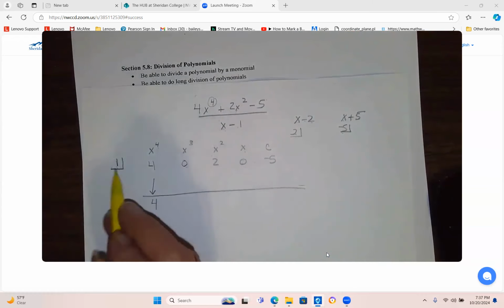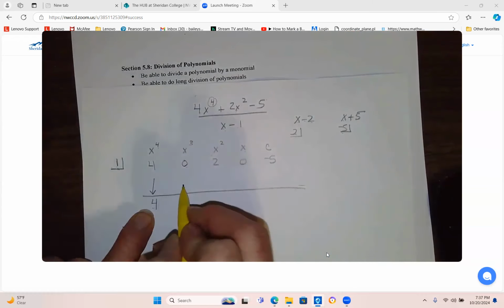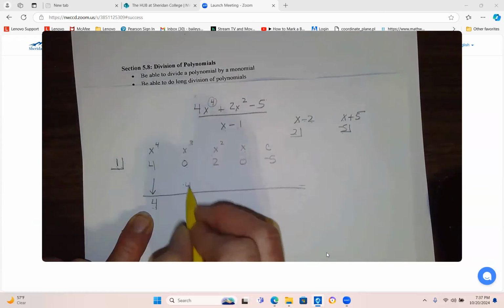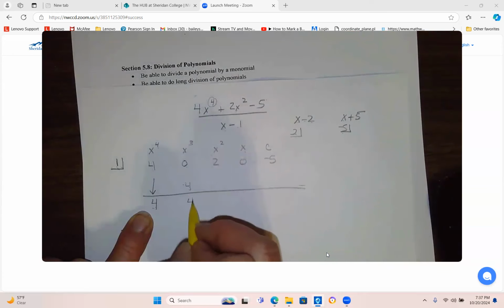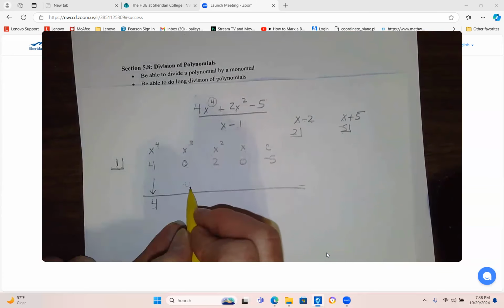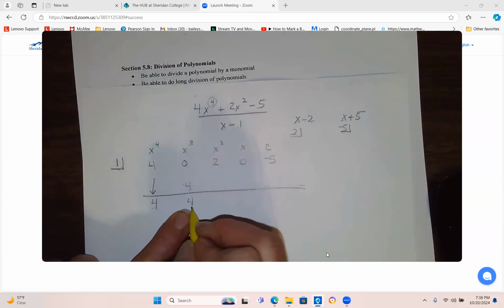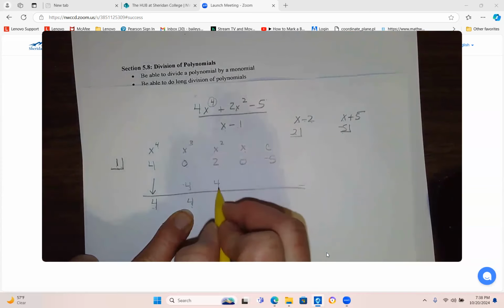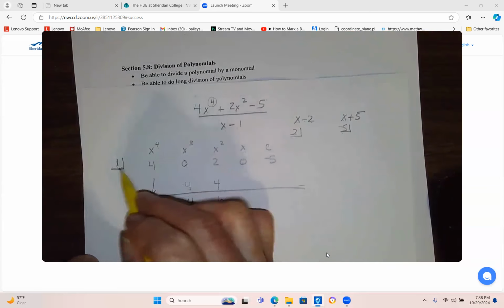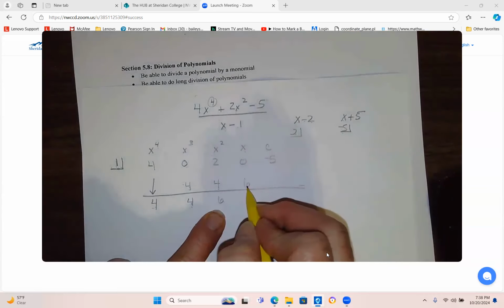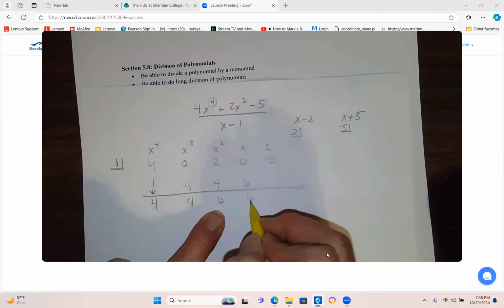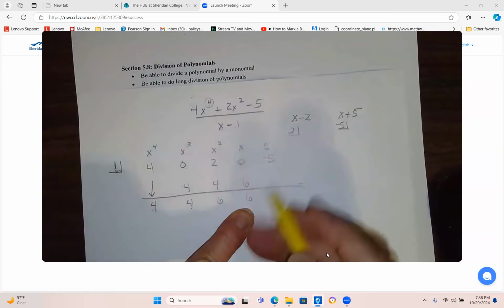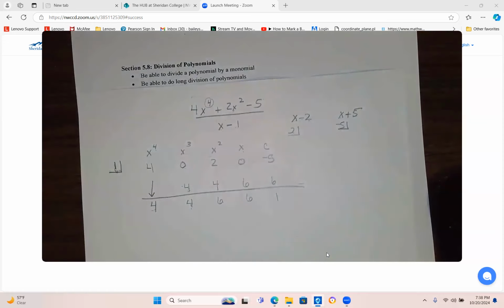So when you multiply 1 times 4, you get 4 and put it underneath that next one. Then you add, 0 plus 4. Then 1 times 4 is 4, and then you add. 1 times 6 is 6, and then you add. 1 times 6 is 6, and then you add. So now you're ready to write your answer.